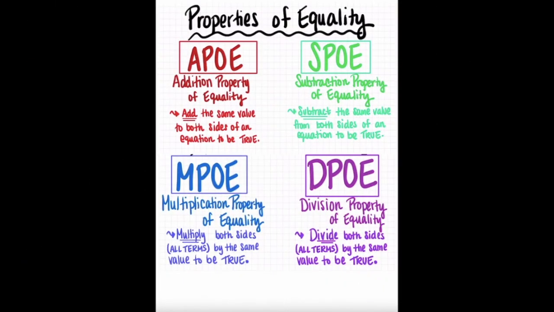And there you have it, the 4 properties of equality: APOE, SPOE, MPOE, and DPOE. We're going to use the properties of equality this week to create what are called equivalent equations. But going forward, these are the proper tools we use to solve equations.